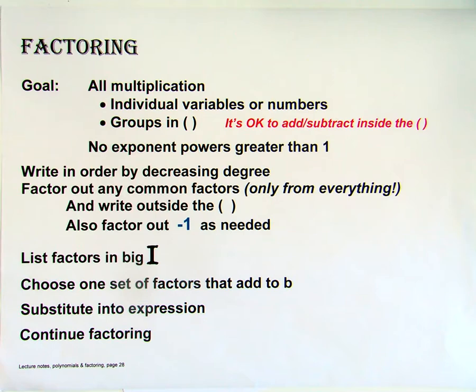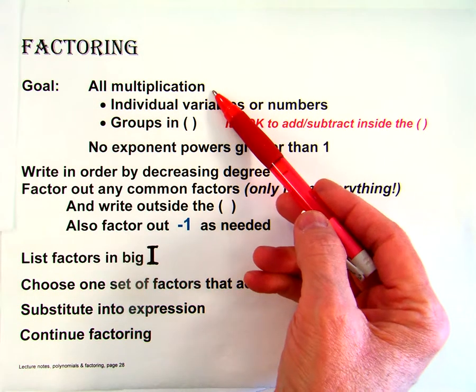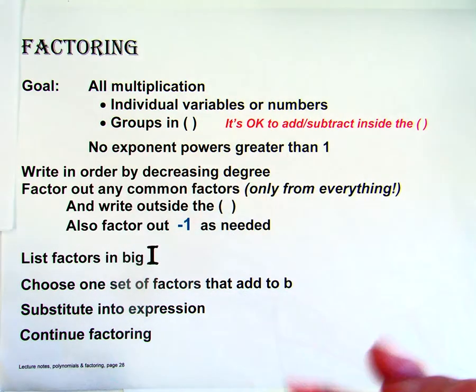The way we do it is we know that something times something else, if it's 0, then one of the somethings that we multiplied, the factors, had to have been 0. So our goal is to get all multiplication, all factors, all things that are multiplied, so it can be something times something else equals 0. So one of the somethings, or the something else, had to be 0.